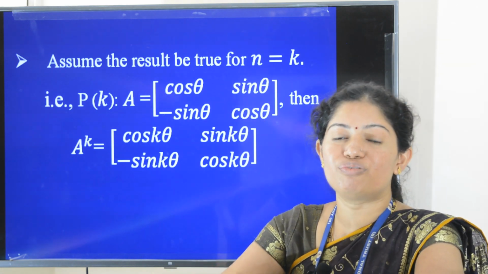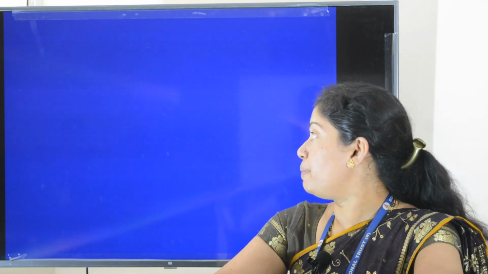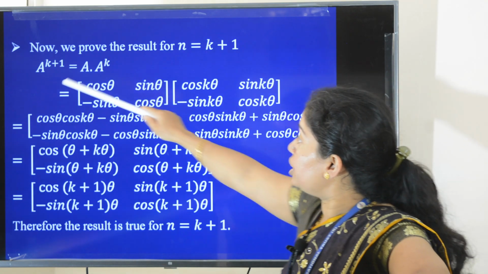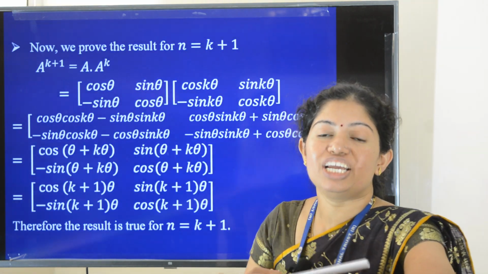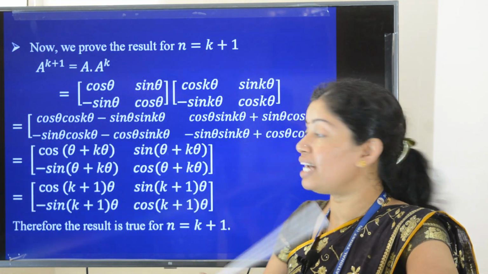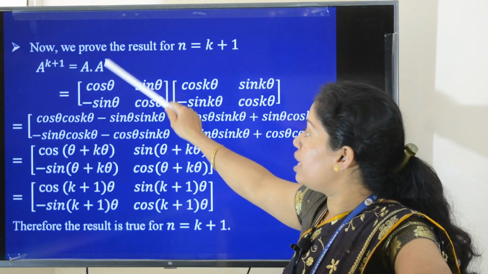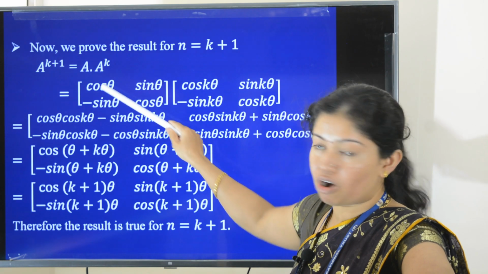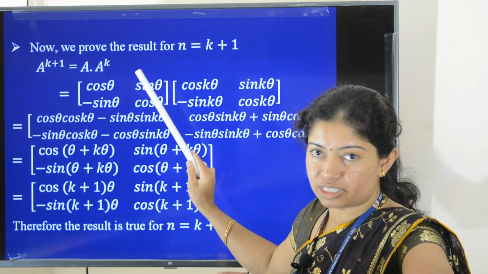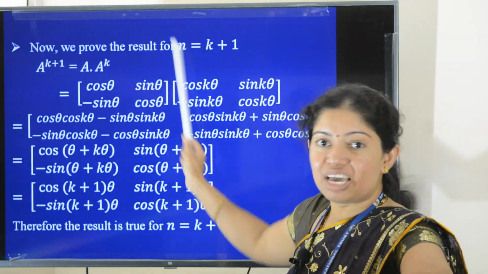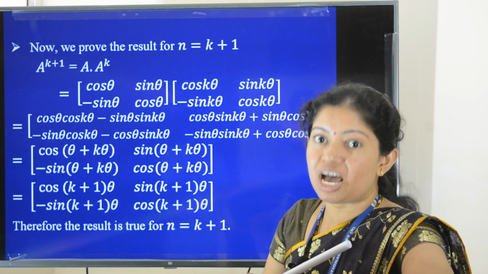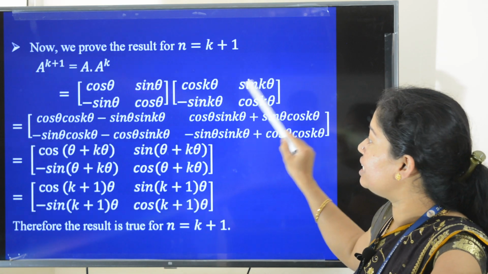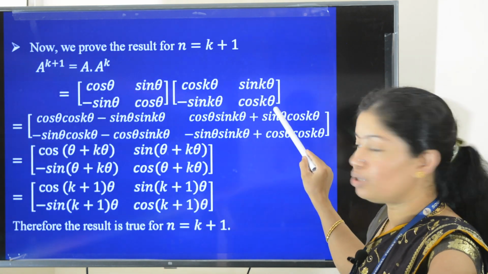We are assuming this data now. Next we need to prove for n is equal to k plus 1. So now you take A to the power k plus 1. A to the power k plus 1, how can we write? It is A into A to the power k. A is the given matrix, okay, cos theta, sin theta, minus sin theta, cos theta. And A to the power k we got in our previous step. How did we write that? A to the power k as cos k theta, sin k theta, minus sin k theta, cos k theta.